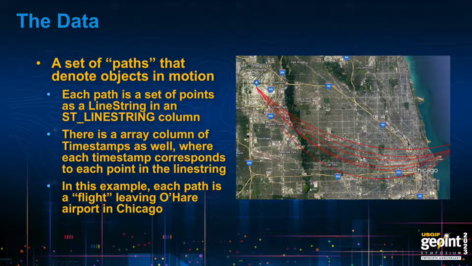We're going to start with table 1, which is a set of paths that denote objects in motion. Each path is a set of points as a line string in an ST line string column. There's also a column, which is an array column of timestamps, where each timestamp in the array corresponds to each point in the line string of the path. In this visualization on the right, you can see a series of paths, and each path is a flight. It could be a plane, a drone, really anything flying through space. And in this example, they're leaving O'Hare Airport in Chicago.